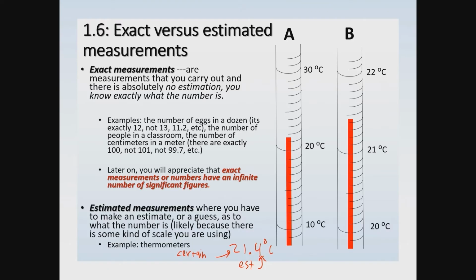So here we have a measurement with three numbers, and the first digits are certain, but the last digit is estimated. So this is an example of an estimated measurement. Okay, now let's look at thermometer B.